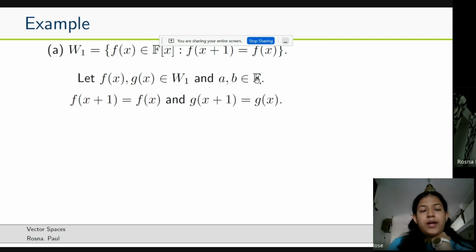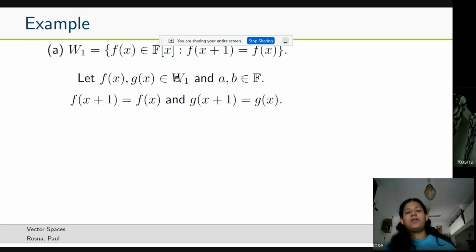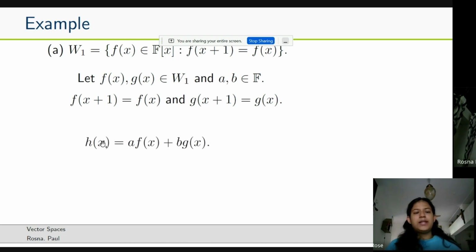Since f of x and g of x belong to W1, we can say that f of x plus 1 equals f of x and g of x plus 1 equals g of x. What we have to do is find this function, a times f of x plus b times g of x, and I call it h of x. I want to see whether h of x belongs to W1 or not.